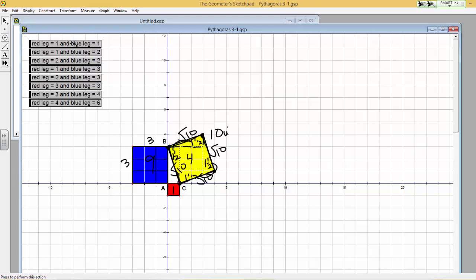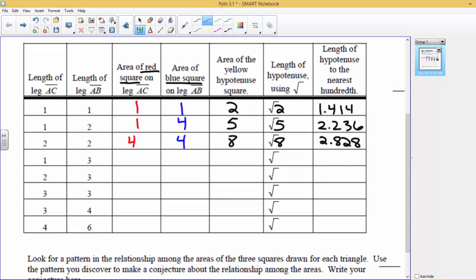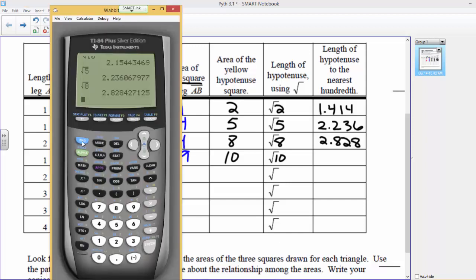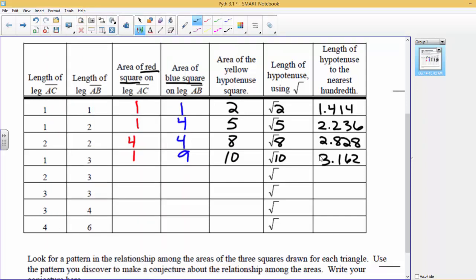And if you want to put units squared on the area, just so you know, that's a beautiful thing. Alrighty, so 1, 9, 10, square root of 10. And for the decimal, since the square root of 9 is 3, hopefully you're figuring out that the square root of 10 is probably 3.1-ish because it's just above 9. 3.162. Excellent. This is so enjoyable.